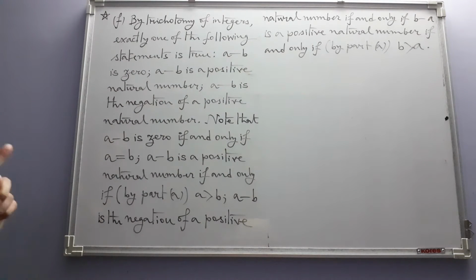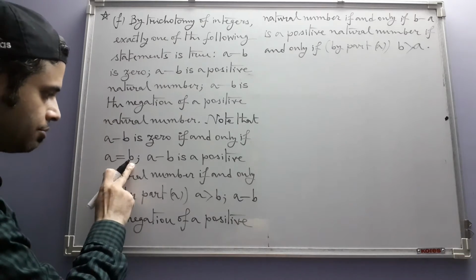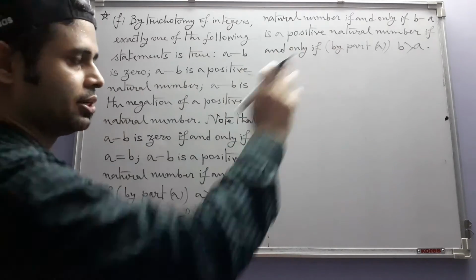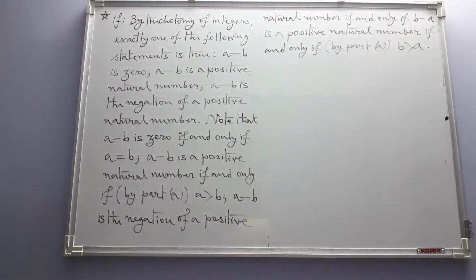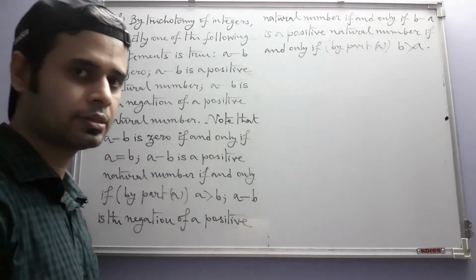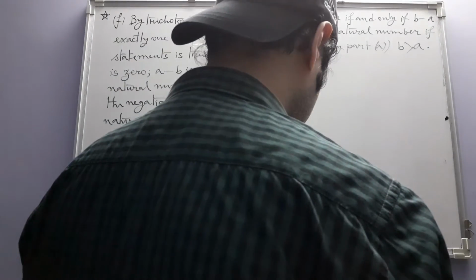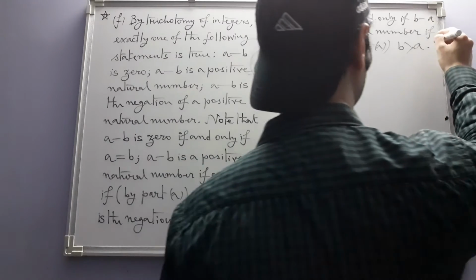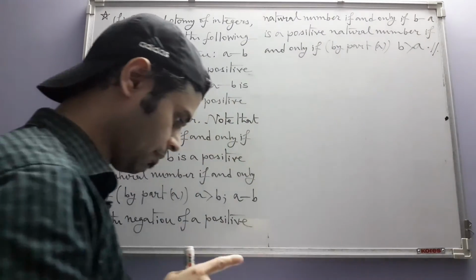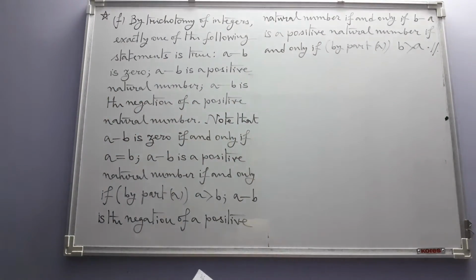So we see that exactly one of those three things, that is A is equal to B, A greater than B, or B greater than A, exactly one of them is true. So that is the order trichotomy. And this completes the proof of lemma 4.1.11.